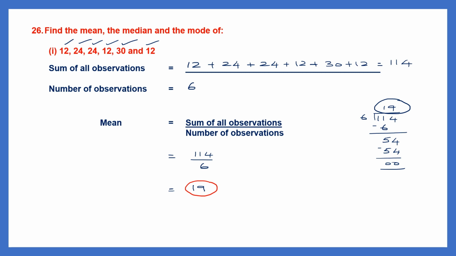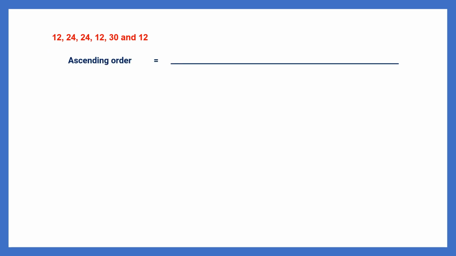The mean is 19. Now the next thing is we have to find the median. So let's find the median for this one. So here the rule is first to arrange them in ascending order. So the smallest number here is 12. Can you see 12 here? So we have 1, 2 and 3 twelves. So let's put them together. So 12, we are putting in ascending order. Then which is the next number? We have 24, two 24s. And then we have 30. So we have covered all the numbers.